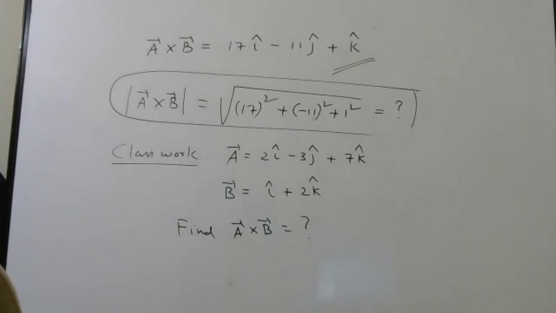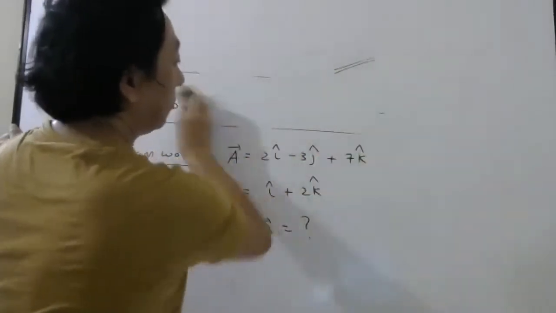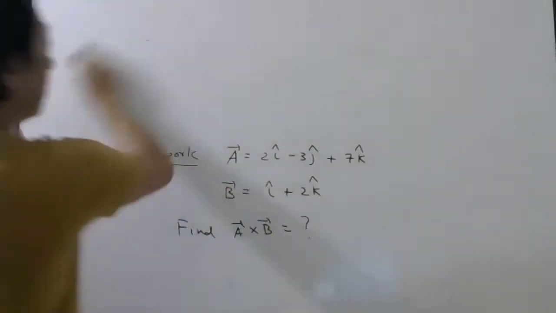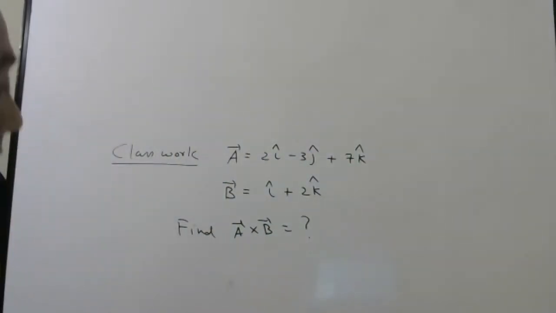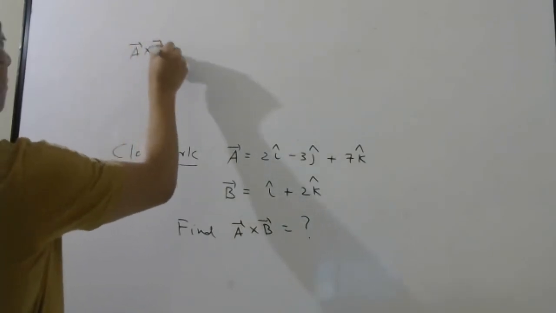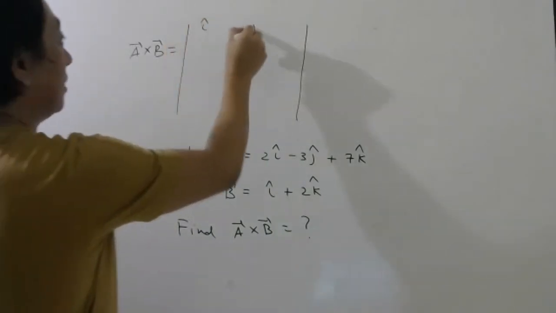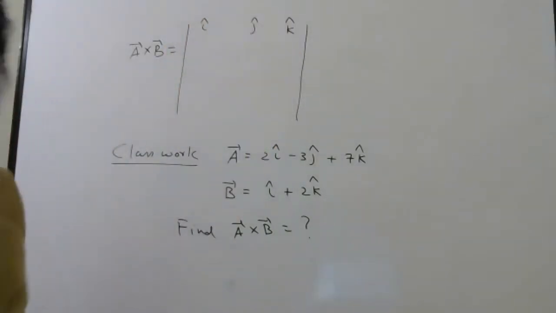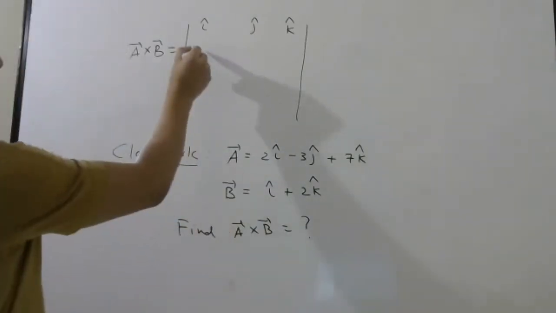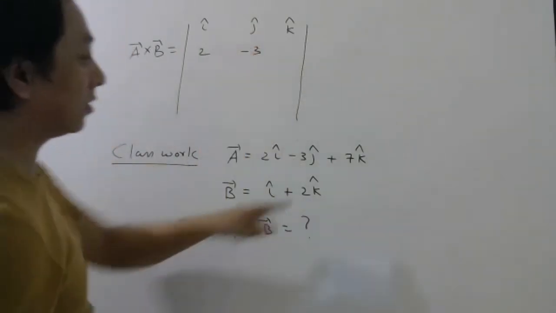Fine. So let us try to solve this cross product. Try yourself. I will do it here, but try to solve it yourself. Okay. So how to do it? A bar cross B bar. First, I should draw these two lines. Then here i, j, k. What are the components of A bar? X component is 2. Y component is minus 3. Z component is 7.